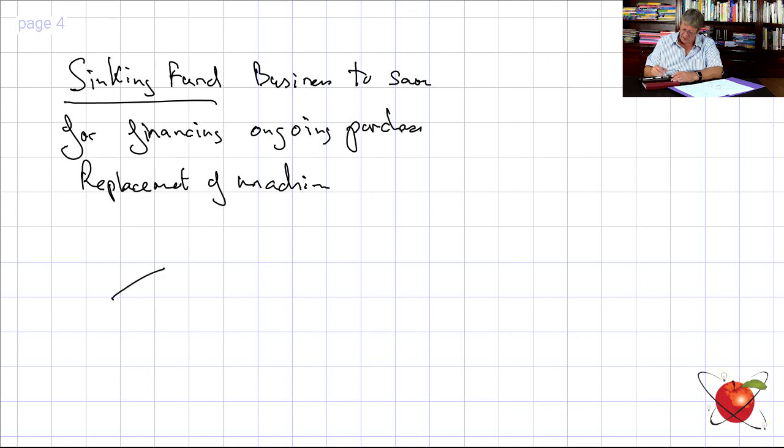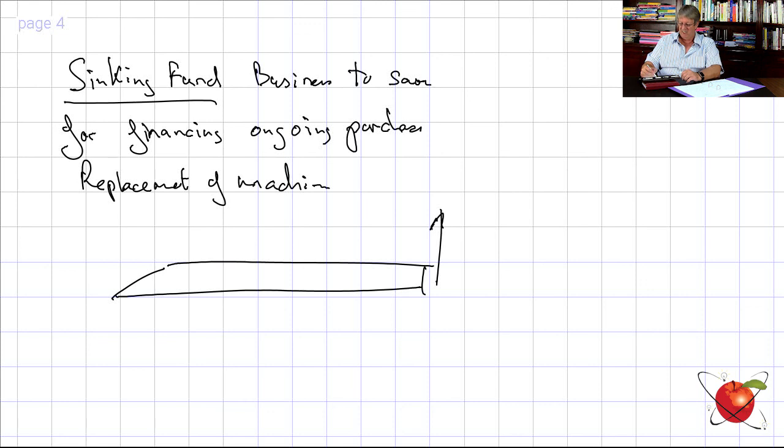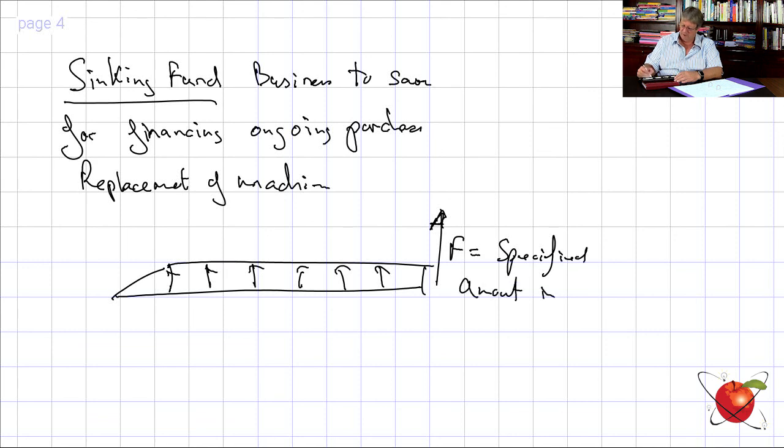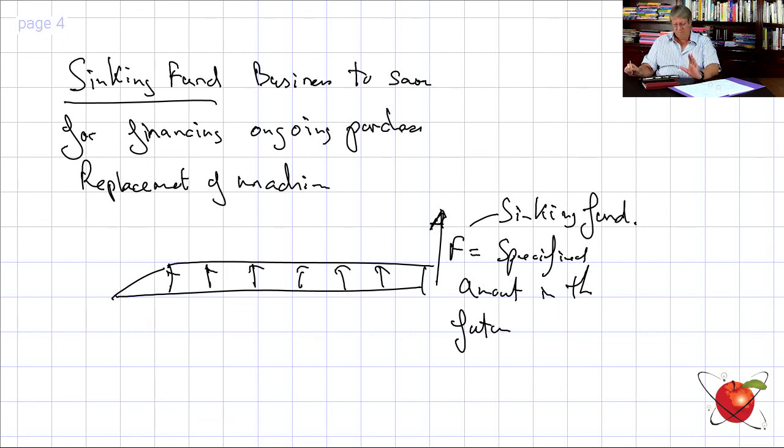And all it is, and I'm going to get to the notation in the next one, it is how much I'm going to be putting away every month to save up for a specified amount in the future. That is my sinking fund amount. That pretty much brings us, we're going to do some examples now.